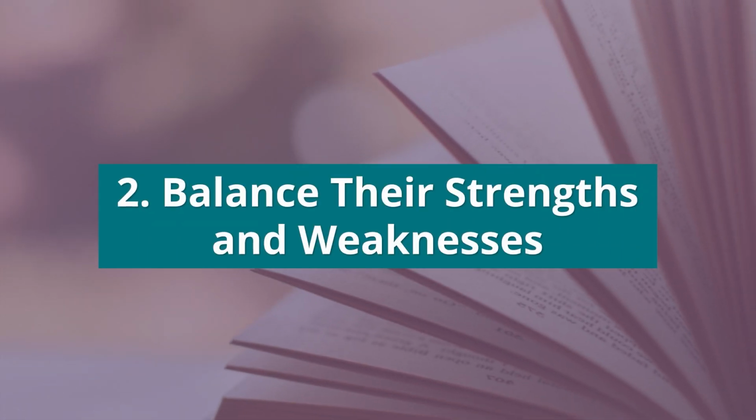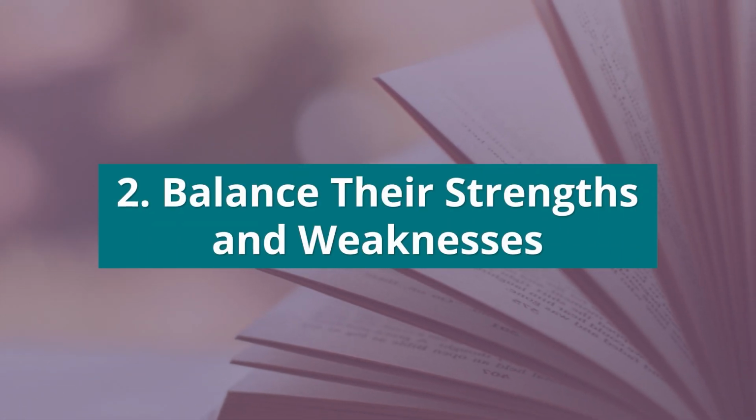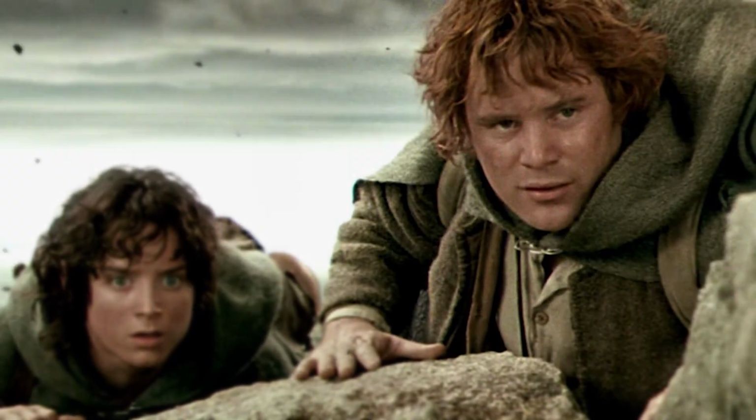Number 2 is to balance their strengths and weaknesses. So a protagonist often has a lot of great, strong qualities to them, but they're not going to be the best at everything. And a great friendship usually is a foundation of that friend filling in the gaps where the protagonist has weaknesses. They're going to have some sort of dynamic where they complement one another.